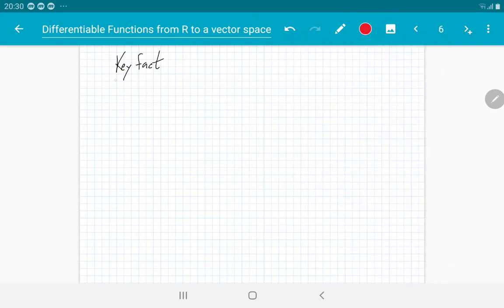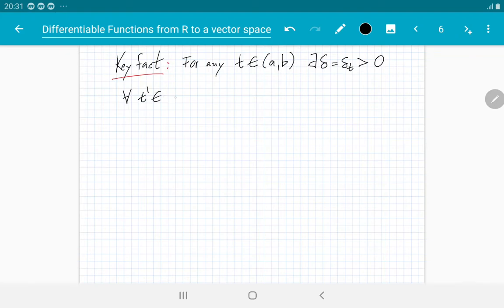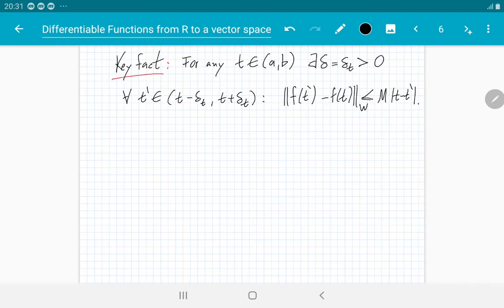So here's a key fact that we're going to prove now. It's this. For any point t belonging to the open interval from A to B, there exists a delta. Let me emphasize that this delta may depend on t, such that for all points t prime contained in this ball around t, so the interval from t minus delta t to t plus delta t, if I look at f of t prime and f of t, the distance between these two is less than M times the absolute value of t minus t prime. How do I know this?